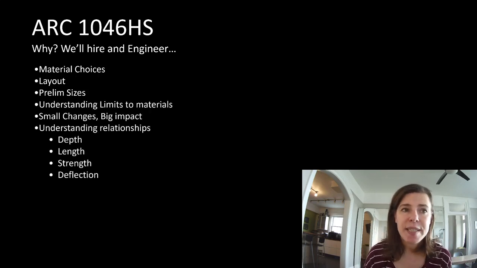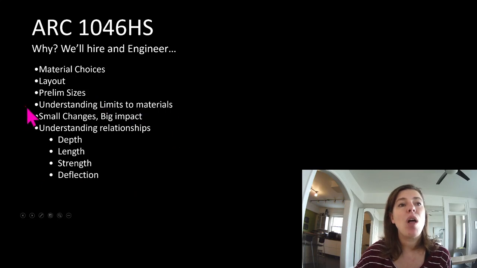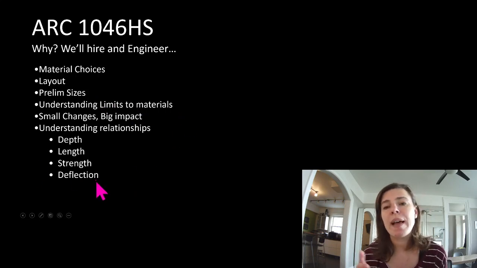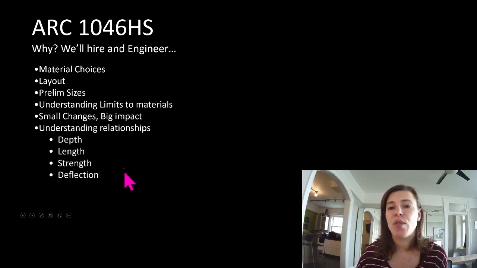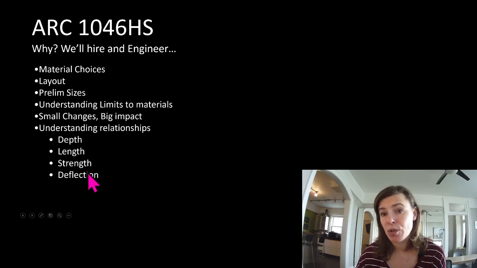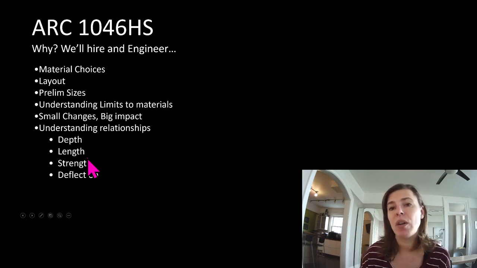You also need to understand limits to different materials. You have to understand that a small change can sometimes have a big impact. And you need to understand the relationships between depth, strength, and deflection. Now, these things all come more or less while the engineer's involved. We're going to talk about these relationships between depth and length and strength and deflection, and how making a small change to depth or length can have big impacts on strength and deflection, whereas changes in width can have a relatively nominal change.